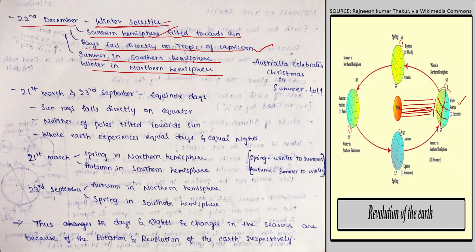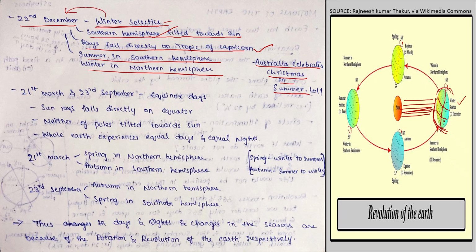Summer in the southern hemisphere means longer days and shorter nights in the southern hemisphere, and longer nights and shorter days in the northern hemisphere. And here is a fun fact, Australia celebrates Christmas in summer. As we know, Australia lies in the southern hemisphere and winter solstice occurs on 22nd December, which means in December, the southern hemisphere is experiencing the summer.